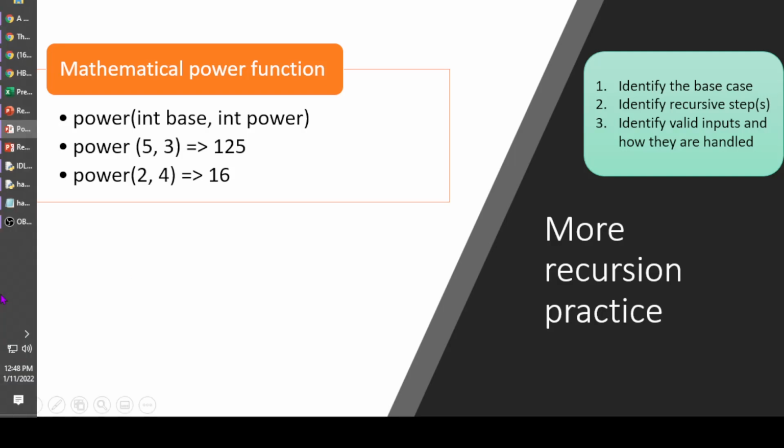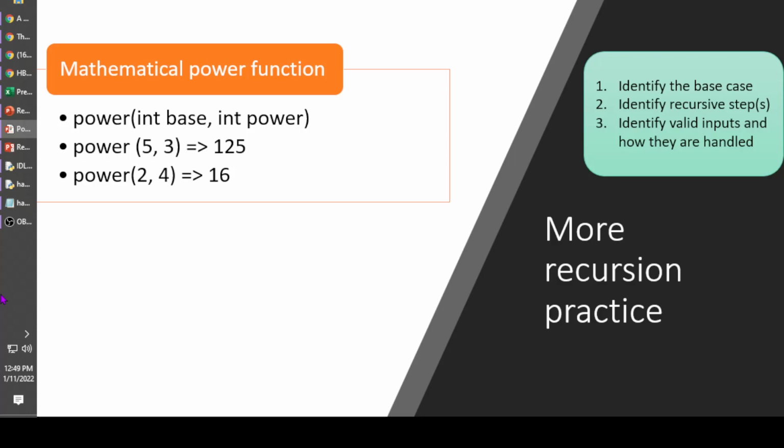So let's expand this out to a different one. Let's do a power function or an exponent function. So if I said I have a power which is some base to a power, for example, 5 to the third power. So that's 5 times 5 times 5, which is 125, or 2 to the fourth power, 2 times 2 times 2 times 2, which is 16.